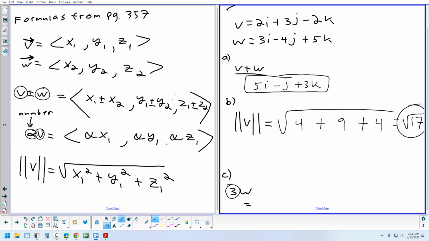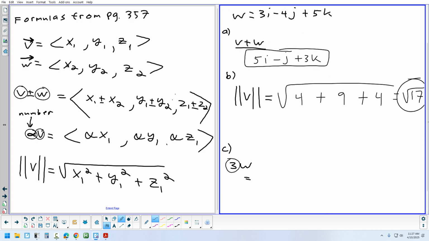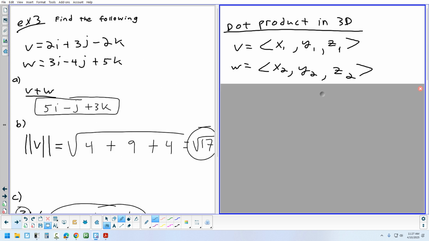All right. So what is 3w going to be? 9i minus 12j plus 15k. So triple each component, just like distributive property. And what kind of product was that called? Scalar. That's a scalar product. What's the other kind of product we learned about? Dot product. Okay, so dot product in 3D works exactly the same as dot product in 2D.